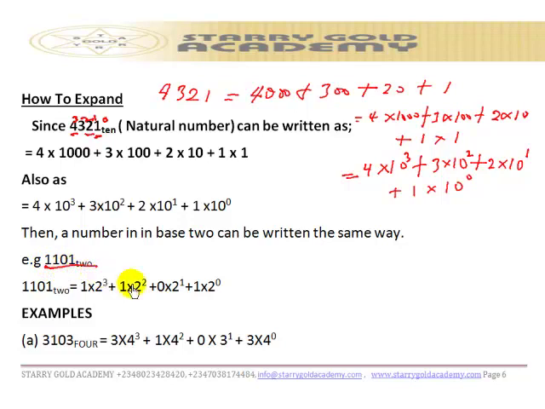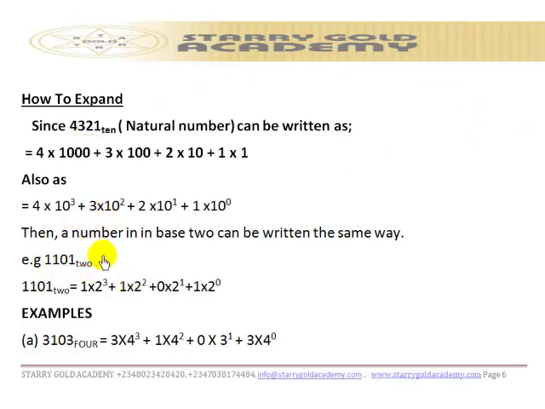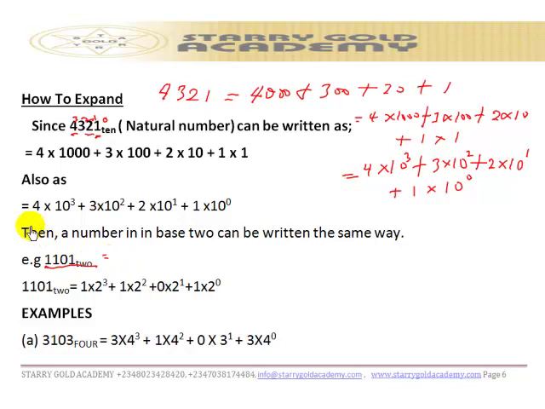The number in base 2, 1101, which I gave you right here: 1101 base 2. How do you expand this? Like I said before, the unit carries the power of 0, the tens carries the power of 1, 100 carries the power of 2, and thousands carries the power of 3. So how do you expand?